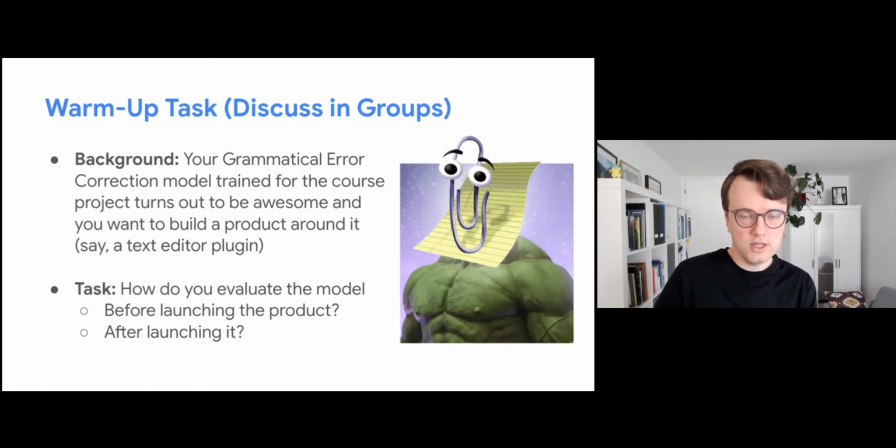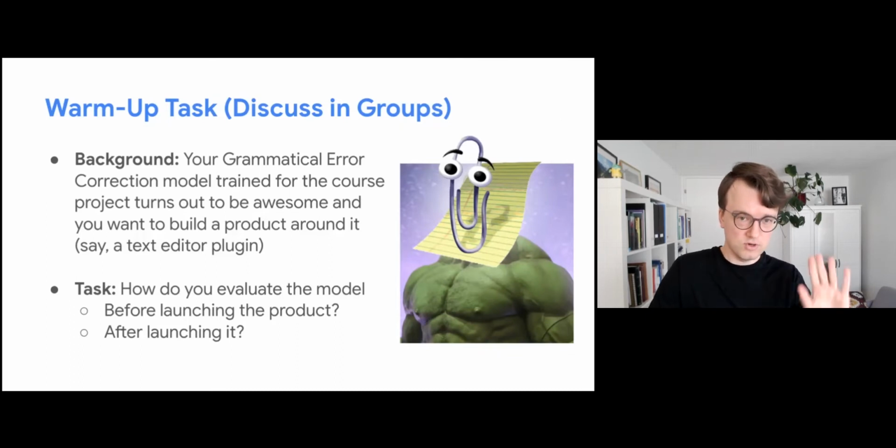Okay, here the task is about designing evaluation, and the task is the following. So now you've trained this grammatical error correction model, or you will be training those. And let's say that this turns out to be super great, the best grammatical error correction model that you've ever seen. Maybe you did it for Finnish and you haven't seen a good Finnish grammatical error correction tool before. Okay, and then you decide that you actually want to build some kind of product around this, and it could be something like a text editor plugin. And now the task is, how do you evaluate that this model does what it's supposed to do?